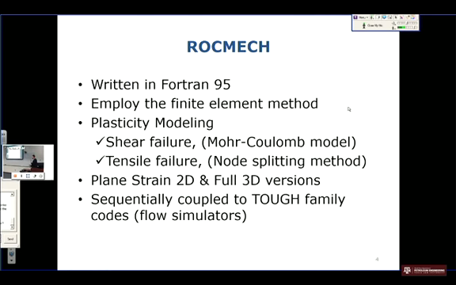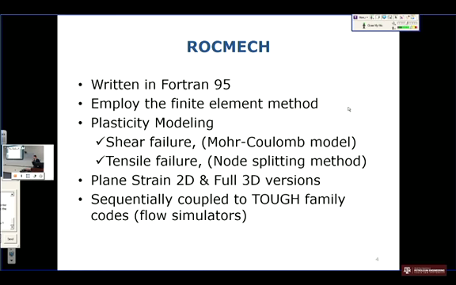RockMag is the geomechanics simulator. It was developed at the Lawrence Berkeley National Lab. It is written in Fortran 95, and we employ the finite element method. For plasticity modeling, we have two models. We use the Mohr-Coulomb model for shear failure, and we use the concept of node splitting for tensile failure.